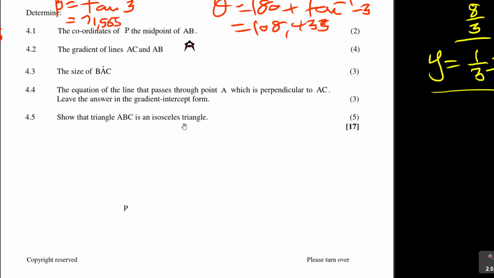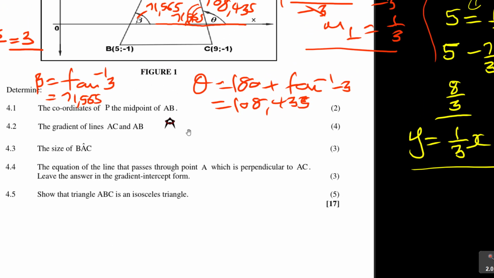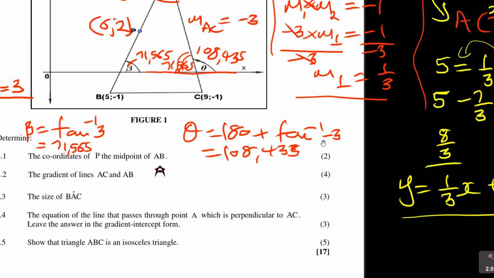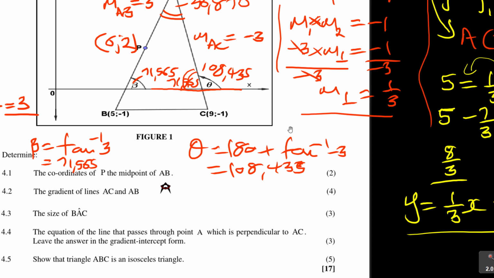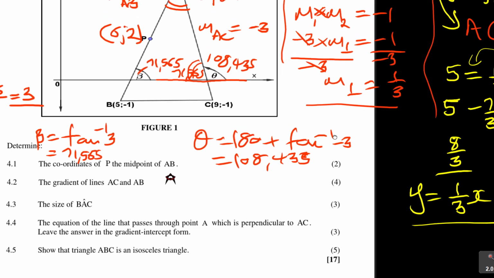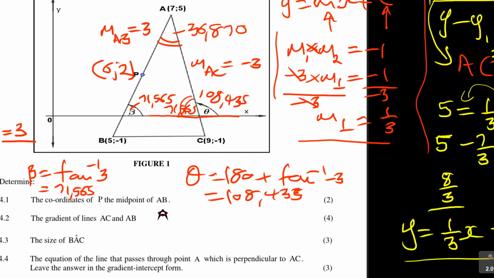Okay, let's come to this one. It says, show that triangle ABC is an isosceles triangle. 4.5. So, okay, let me see. For an isosceles triangle, either you prove it by angles or you prove it by length. Already the angles are clear. Remember, we just proved it by angle.